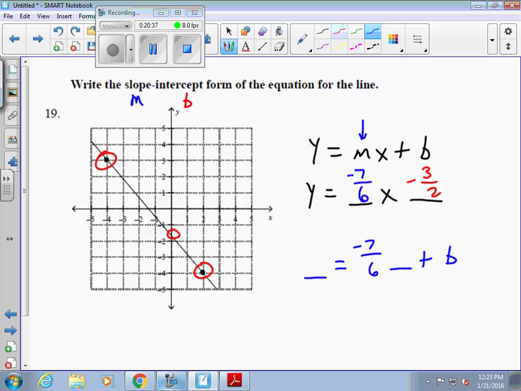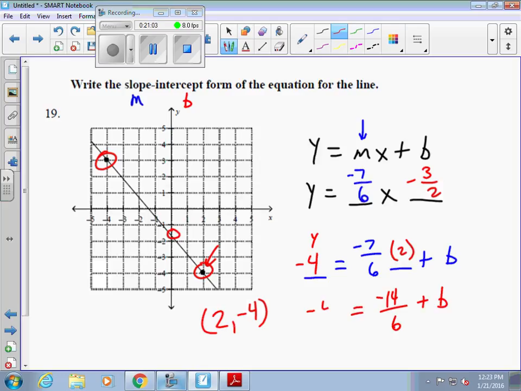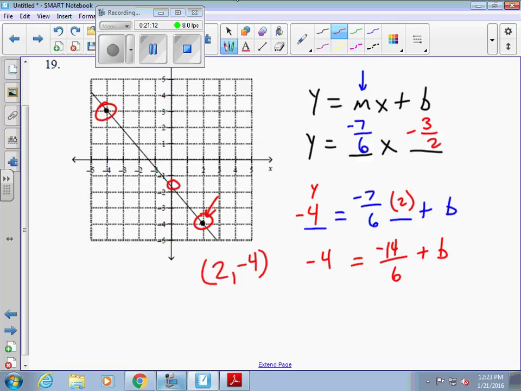Like if we wanted to plug in this value right here, we would plug it in as positive 2, negative 4. So the y value, this one right here, would be negative 4, and the x value would be right here, would be 2. So negative 7 times 2 is negative 14 over 6. So we got negative 14 over 6 plus b equals negative 4. And then if we wanted to get b by itself, we would add 14 over 6. Or we can multiply if we want to get rid of fractions, which a lot of us would rather do. We can multiply everything to get rid of divide by 6. Multiply this, this, and this by 6.